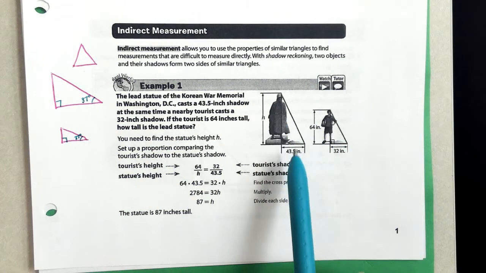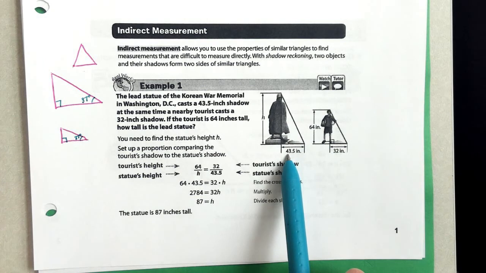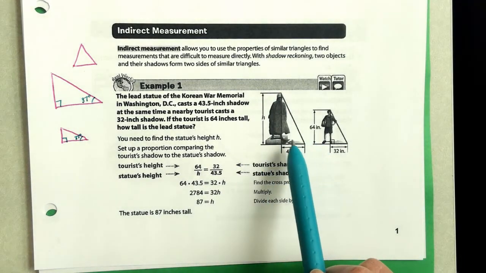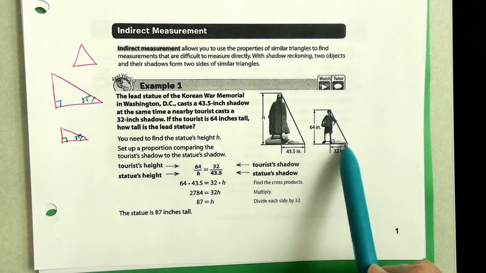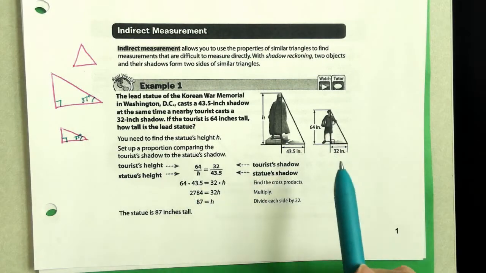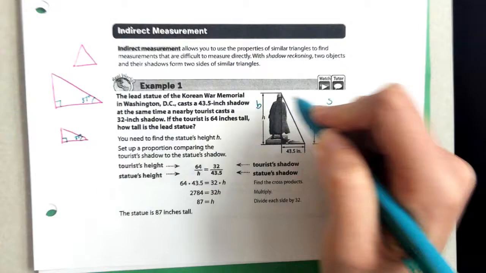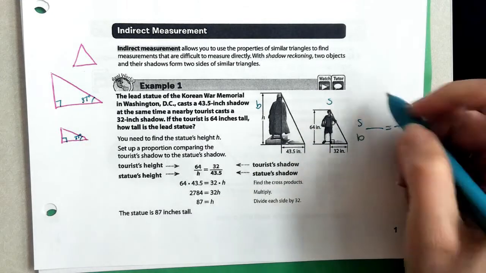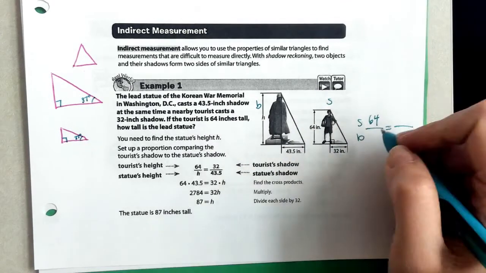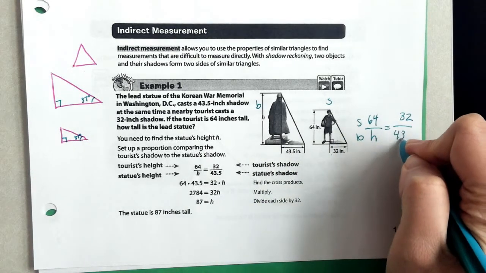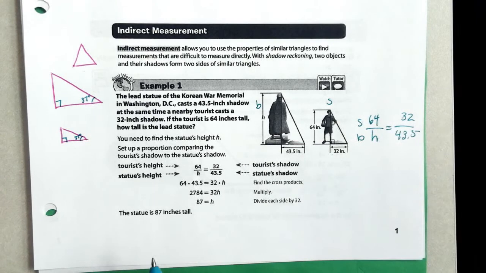We know that the statue has a 43.5 inch shadow, and we need to find the height. So what we're doing is we're creating these similar figures with real life examples in order to set up a proportion and solve. So I always do small to big in my proportions. So small would be 64, the corresponding side would be the h, small would be the 32, the corresponding side would be the 43.5. And then we would do our cross products.